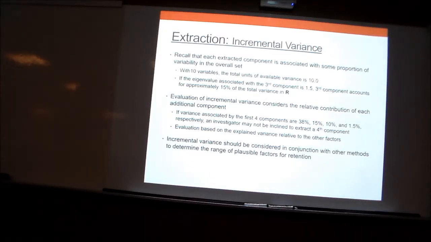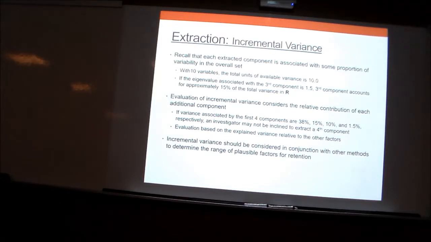Am I getting my money's worth? So let's say the first 4 components are accounting for 38, 15, 10, and 1.5% of the variability. I might not be inclined to extract that 4th component, even if it does fall marginally above my random variability line. I would go from 38 to 15 to 10 to 1.5. That's a pretty big jump.